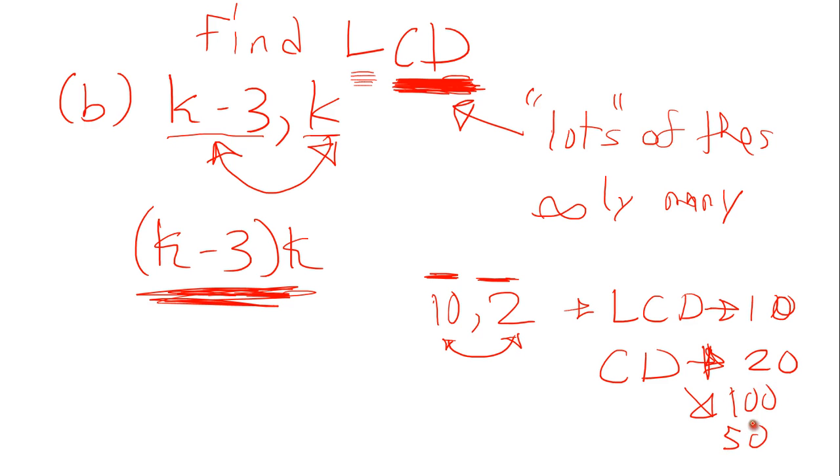50 has both in common. So all of these are common denominators, but 10 is the lowest of those. That's why it's called the least common denominator, because it's the lowest possible one of these. So this is the lowest one, and these are all just common ones, but this is the lowest common one. So that's why it's called the least common denominator.